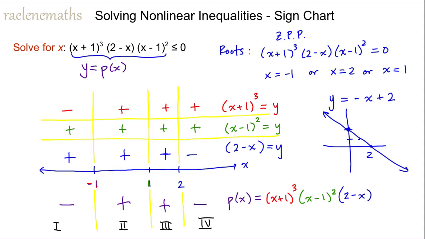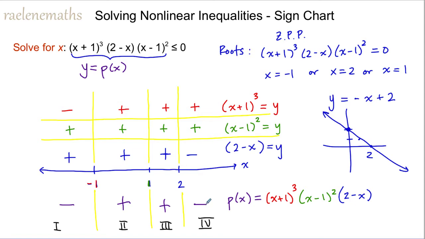Now we have the sign chart, but it doesn't mean we automatically have answered the inequality. So we are specifically looking for when the y-coordinates or the p of x function output is going to be negative or equal to 0. So we can see that region 1 makes p of x negative, region 2 makes p of x positive, region 3 makes p of x positive, and region 4 makes p of x negative.